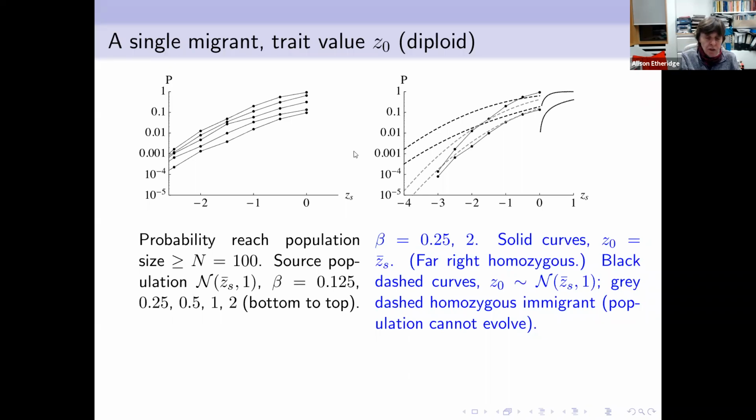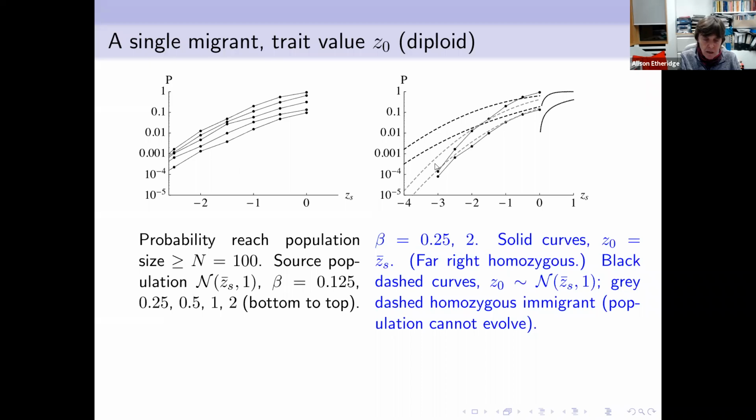And on the right, what we're trying to do is disentangle those two and see which is most important, or if they're roughly similar. So it's a bit of a fussy picture, but we've got, let's see. These black dashed lines are the same as the lines over here for the values corresponding to beta equals 0.25 and beta equals 2. So that is plotted against the mean trait value in the source population. And in this case, we're both choosing the trait value of the immigrant at random from that source population, and then we're allowing the population to evolve.